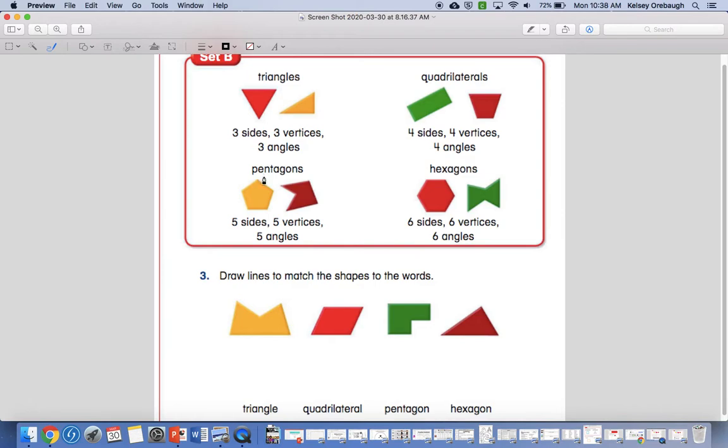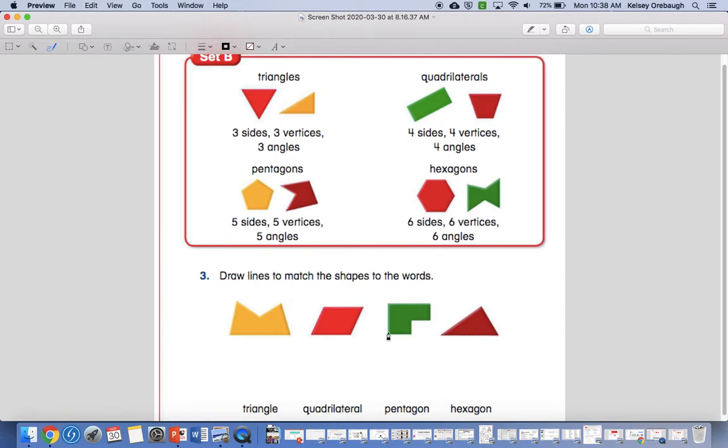Pentagons. Penta means 5. We have 5 sides, 5 vertices, and 5 angles. And hexagons. Hex means 6. There are 6 sides, 6 vertices, and 6 angles. All right, we're going to draw lines to match the shapes to the words, okay?